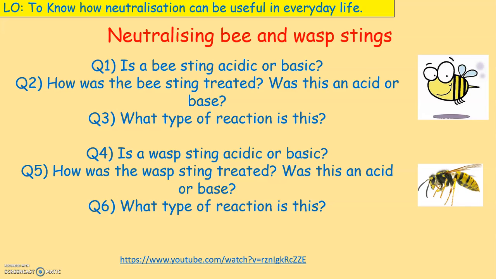All right, I believe you've answered the question. So we're going to talk about it. The first question says, is a bee sting acidic or base? The answer is acidic. The sting is acidic. The next question asks, how was the bee sting treated, and was this an acid or base? Remember, it's acidic. To neutralize an acid, you need a base. So basically, it was treated by adding a base.